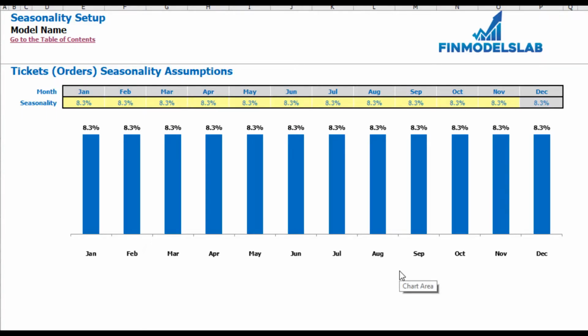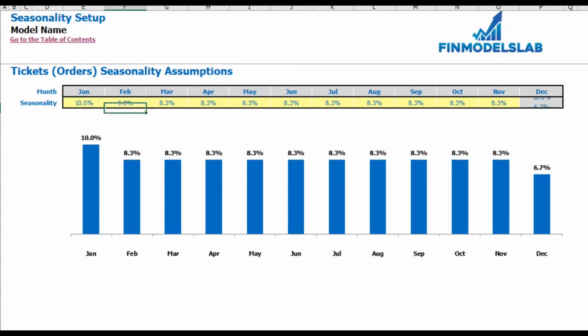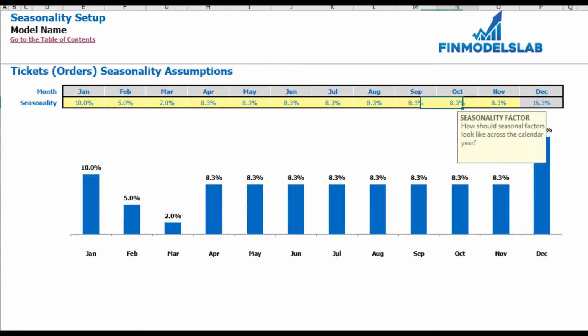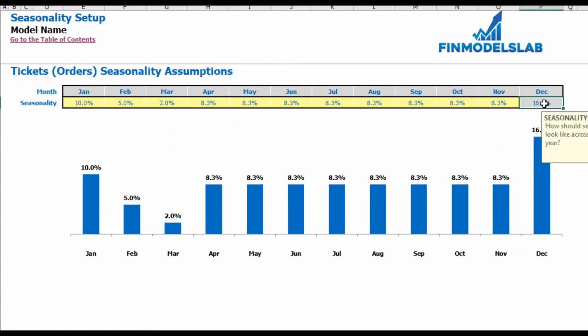On the Seasonality Setup tab, you can allocate annual amount of tickets or orders by months. If you do not have any seasonality in your business, just keep this tab as is. But if your business has some seasonality, you can allocate by months the annual amount of tickets. By default it's flat, means that each month it has 1 divided by 12. But let's pretend in January you have 10%, February 5%, March 2%, etc, etc. And December will be calculated as 100% minus sum of percentages from January to November.